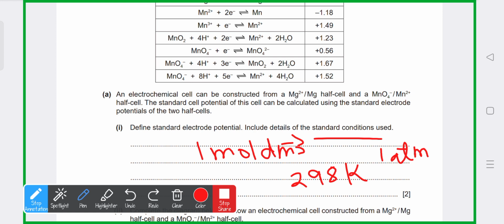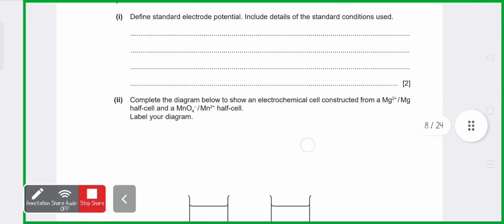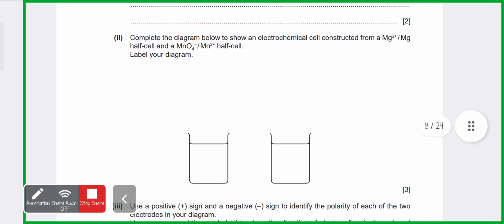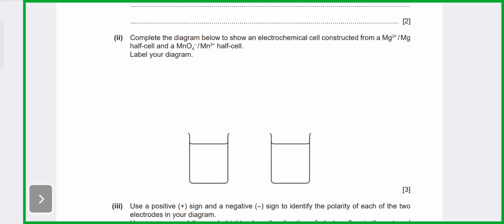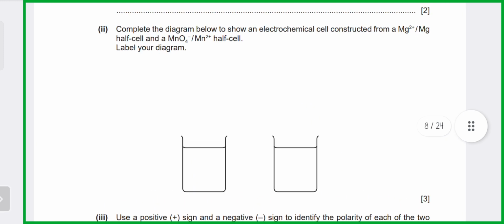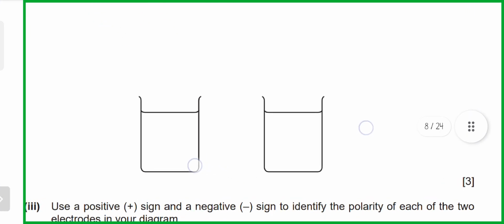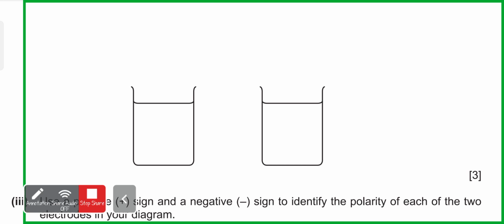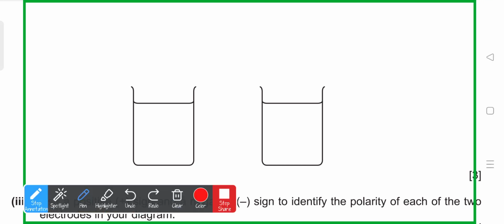Then we have the next question where they are asking us to complete the electrochemical cell diagram for magnesium and manganese. Because both of them, the manganese species and the magnesium species, are ions, we can use the half cells like this. It's completely up to you whether you want to make Mg the right one or the left one. That doesn't make any problem here.